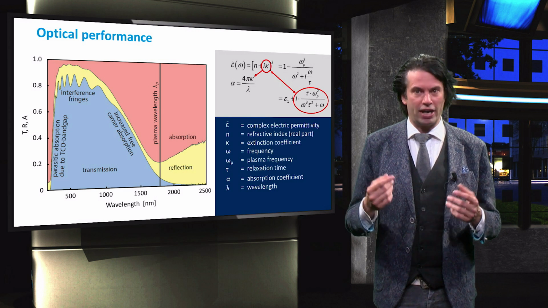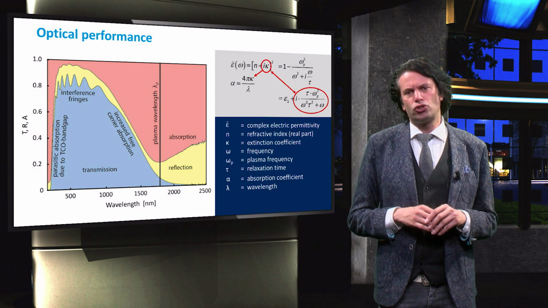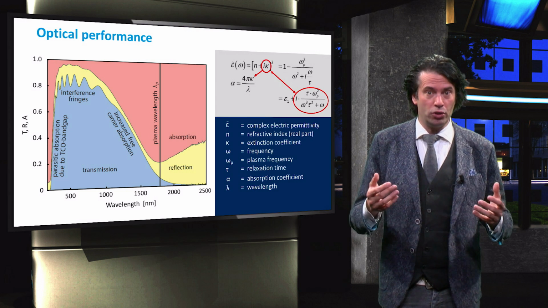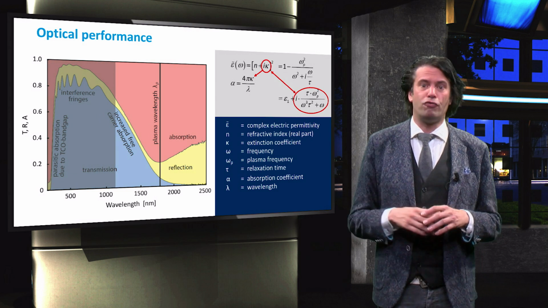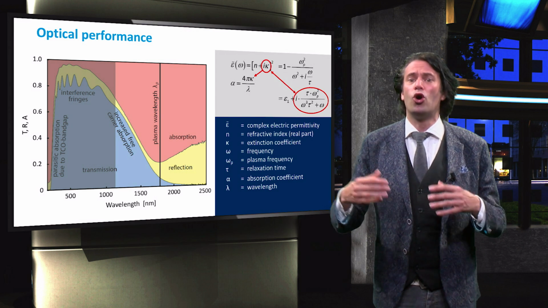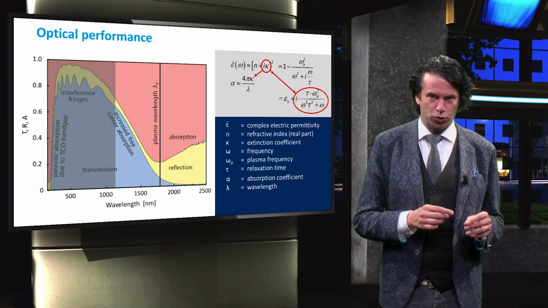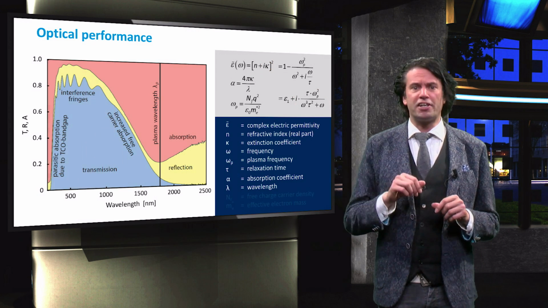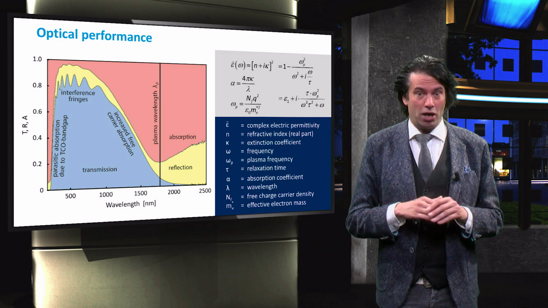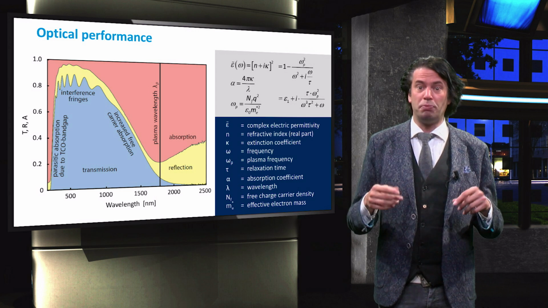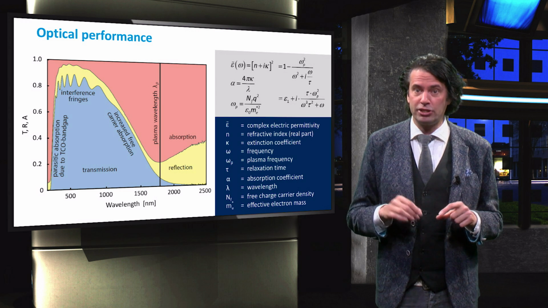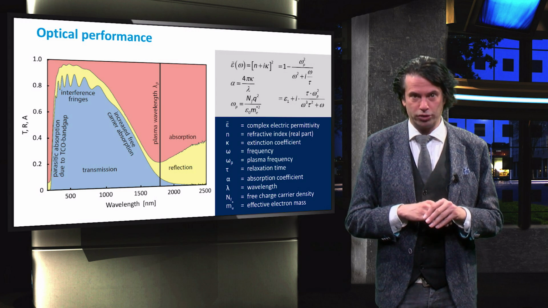For applications in solar cells, the TCO should be highly transparent in the active region of the absorber, which for example is this region for crystalline silicon. Therefore, the plasma wavelength should at least be longer than the wavelength of the absorber. The plasma frequency is proportional to the free carrier density Nf, the effective electron mass Me, and two physical constants being the elementary charge Q and the electric permittivity of free space epsilon naught.